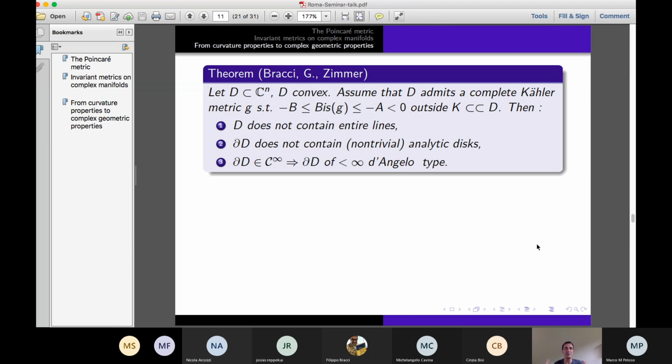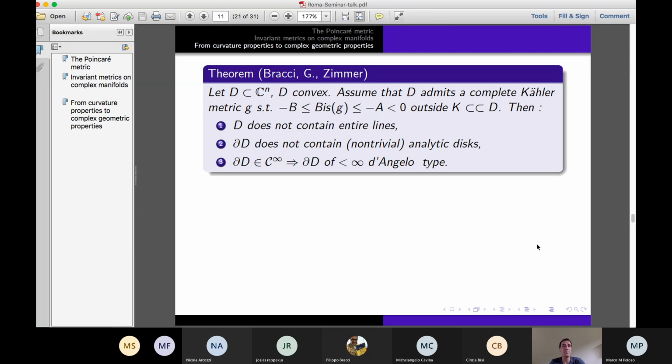If the domain were bounded, we would just have said near the boundary. But here the domain is not necessarily bounded. So it's outside some compact set. We don't mind about what happens on a compact set. Then the first point is that D does not contain entire lines. In particular, as I gave you an example when we consider the Kobayashi metric, it just tells you that when you consider the domain endowed with the Kobayashi metric, it's a complete metric space.